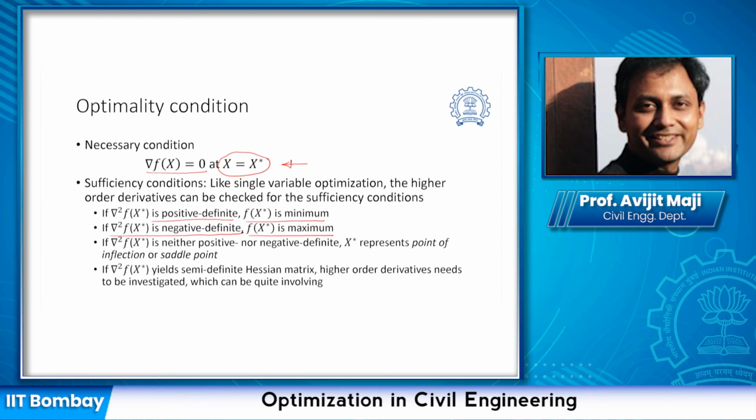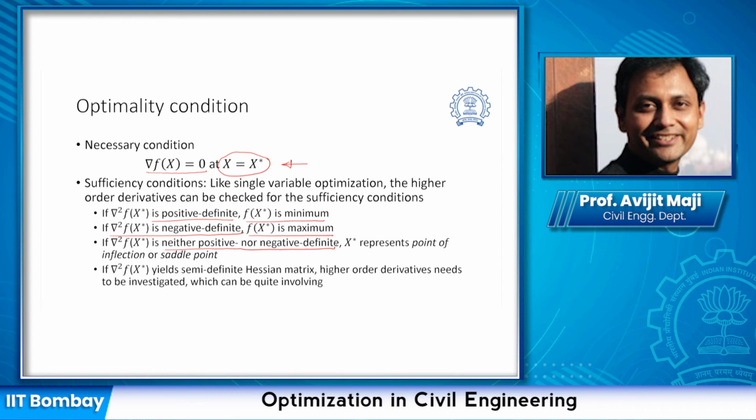In case we find that the Hessian matrix at that particular point is neither positive nor negative definite, then we know that we have reached a point of inflection. In this case, we call it a saddle point.